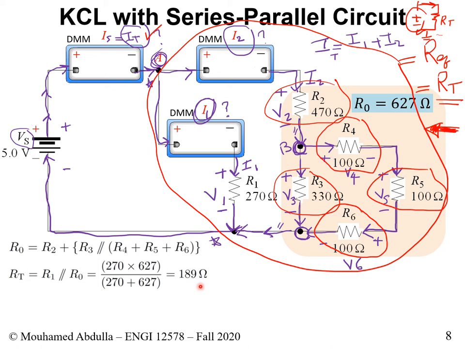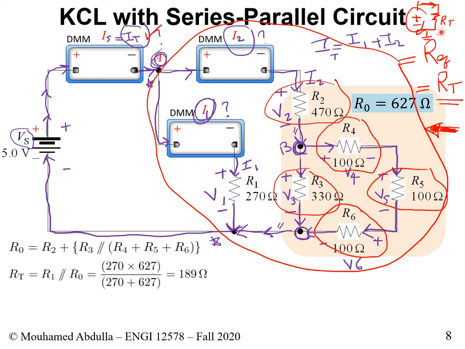Now that's incredible. We were able to find the total resistance. Now that we have the total resistance, we could create an equivalent circuit, a circuit that is simple. We have the total resistance, we have a source of 5 volts, and we want to figure out what is the current that leaves the source and enters this resistive network or this total resistance.